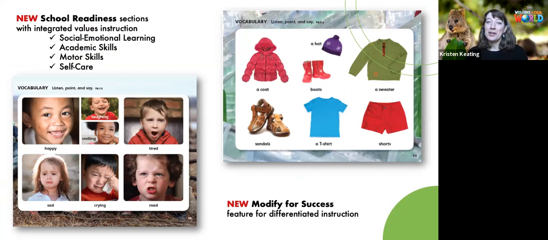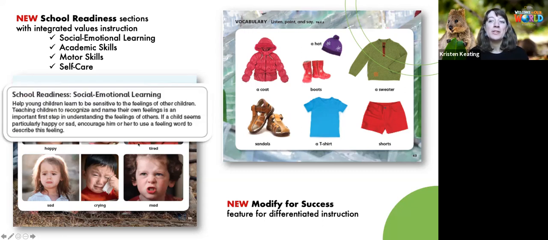As I mentioned earlier, Welcome to Our World helps prepare young learners for school. We've added the new feature called School Readiness, which, as I mentioned, incorporates social emotional learning, academic skills, motor skills, and self-care skills into the themes and activities of each unit. For example, when children are learning the words for feelings, they also learn to name and understand their own feelings and to be sensitive to the feelings of others.